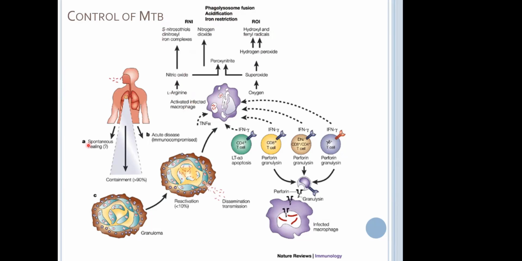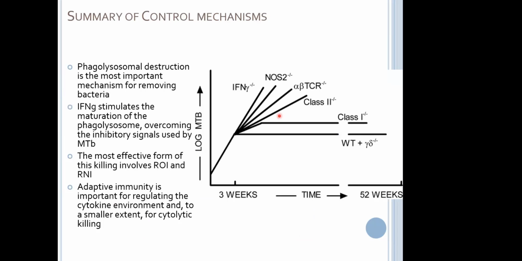And if that fails, then you've got this long-lived granuloma that can eventually sort of almost stochastically break apart and release the bacteria. And so one theme you should see here is interferon gamma, interferon gamma, interferon gamma. It's this type 1 response that we're trying to make.